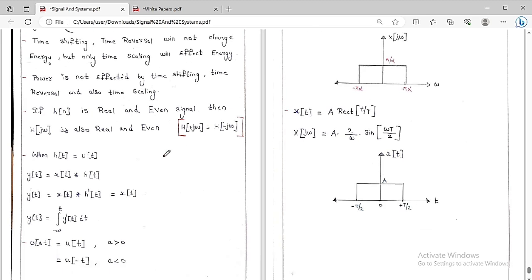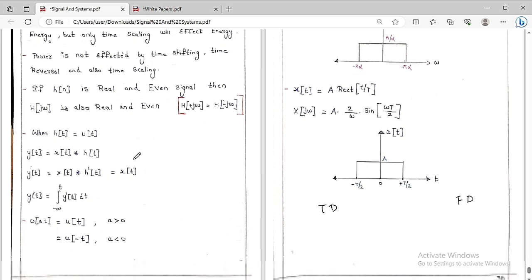The next point is, if h of n is a real and even signal, then F of j omega is also real as well as even. So what is the meaning of this? I have already told you an important statement. This is the time domain and this is the frequency domain. This concept I have already told you so many times.